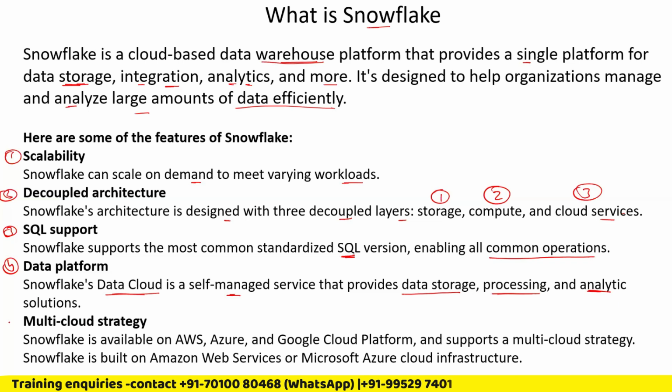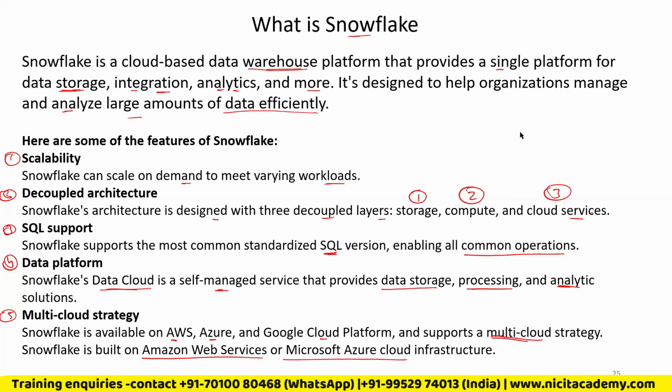Now, a fifth feature is the multi-cloud strategy. Snowflake is available on AWS, Azure, and Google Cloud Platform, and supports a multi-cloud strategy. So it can work with multi-cloud. Snowflake is built on Amazon Web Services, AWS basically, and Microsoft Azure infrastructure. So these are some of the features which are available with Snowflake.